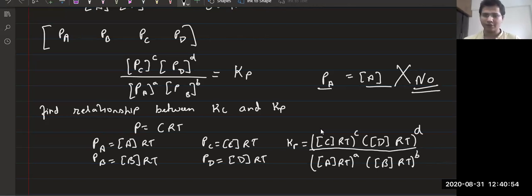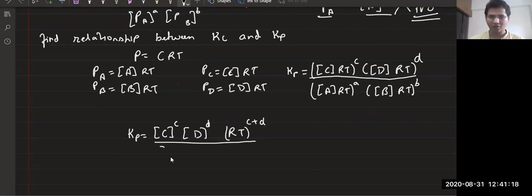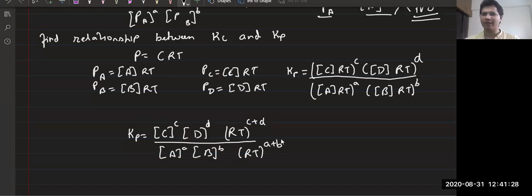So I can take RT out of this expression. I'll have the concentration of C to the power c into the concentration of D to the power d, into RT to the power c plus d, divided by the concentration of A to the power a into the concentration of B to the power b, into RT to the power a plus b. Agree? Tell me, everyone agree with this?